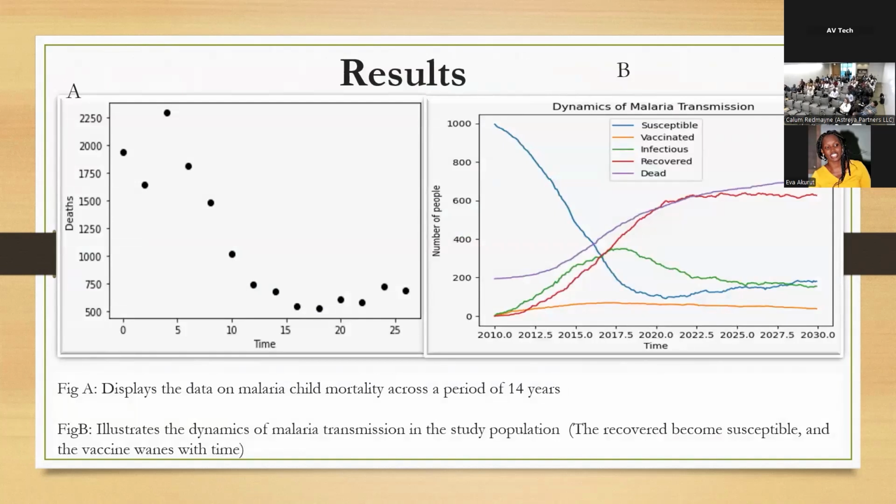So results, if you look at the global malaria incidence, it has decreased over time, and it was shown with the results. And on our right was showing us the dynamics of transmission, whereby for every person recovered from malaria, they still become susceptible. And the vaccine is said to wane with time.